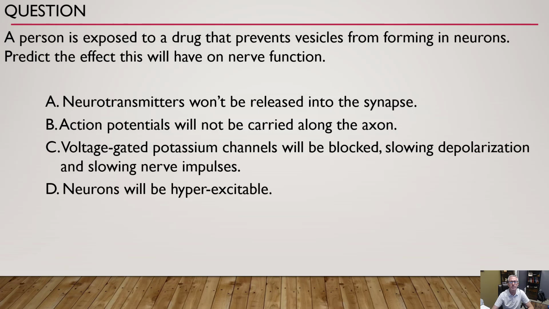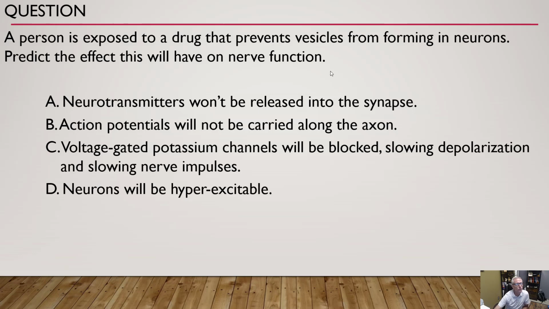All right, a person is exposed to a drug that prevents vesicles from forming in neurons. What effect will this have on nerve functions? Neurons won't be released into the synapse. Action potentials will not be carried along the axon. Voltage-gated potassium channels will be blocked, slowing depolarization, and slowing nerve impulse. Neurons will be hyperexcitable.